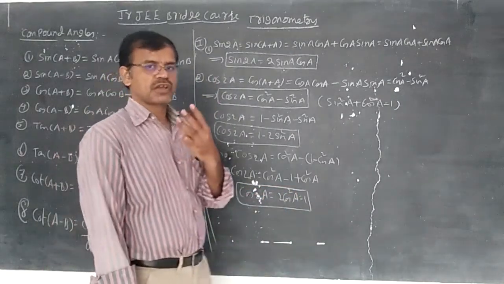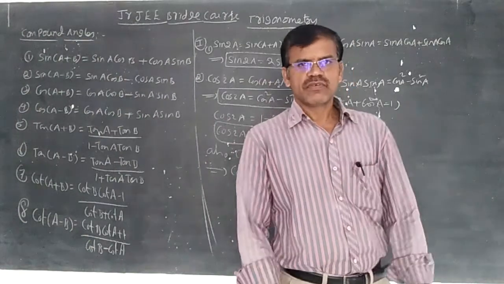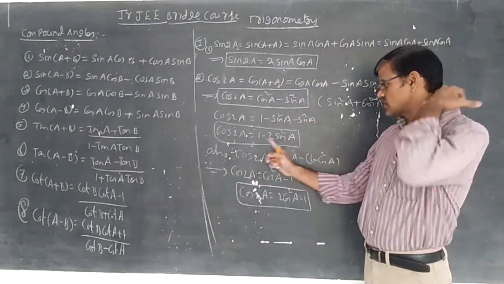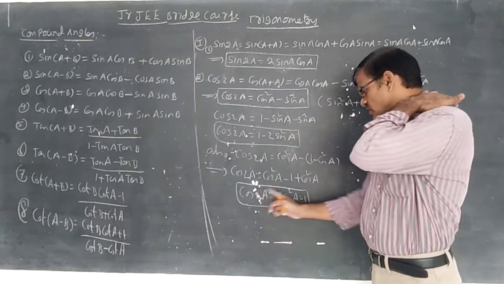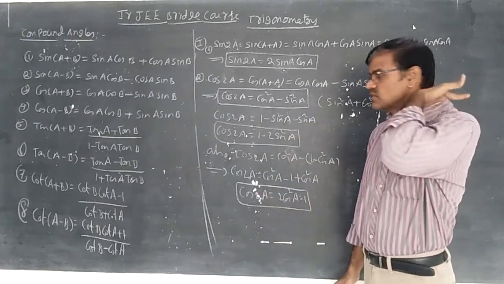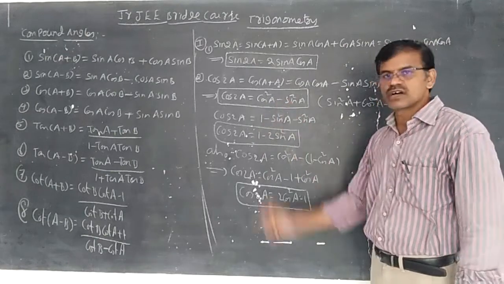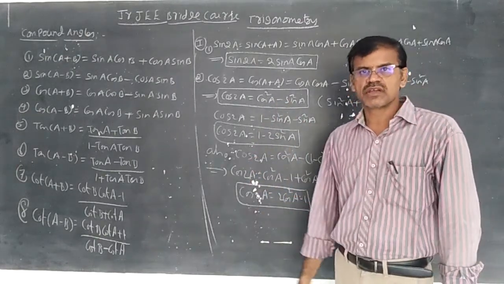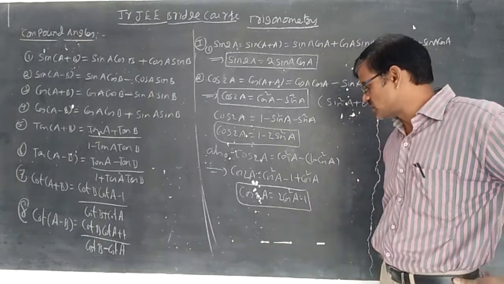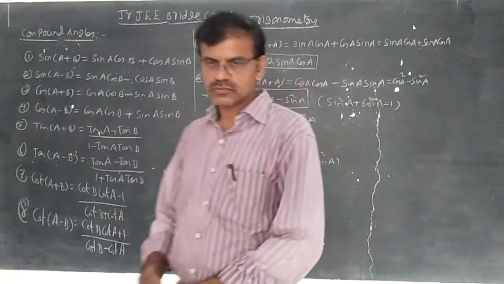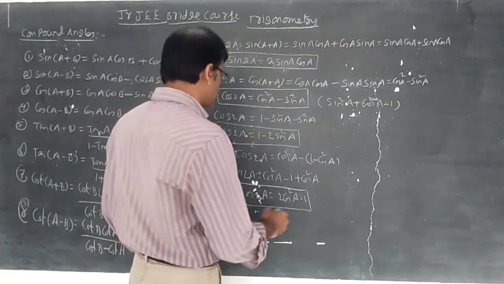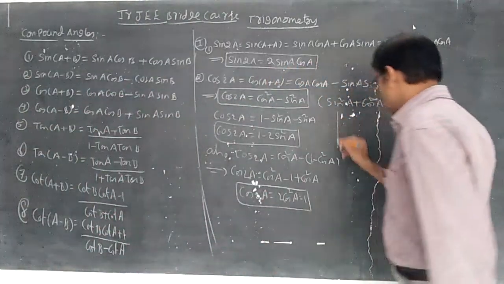So cos 2a has three formulae. The first is in terms of cos and sin, the second is in terms of only sin, and the third is in terms of cos. Cos 2a is equal to cos square a minus sin square a, cos 2a is equal to 1 minus 2 sin square a, and cos 2a is equal to 2 cos square a minus 1. Now, depending upon this, we can write the third formula, tan 2a.